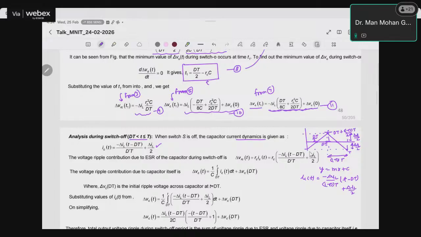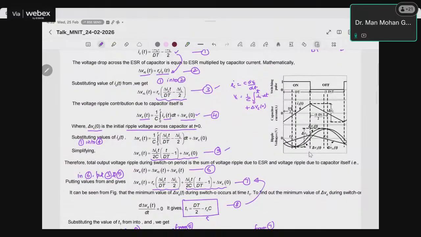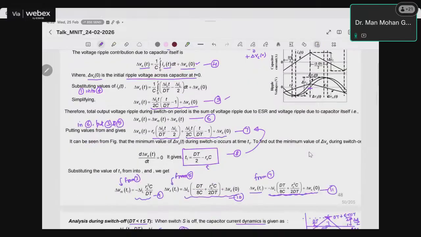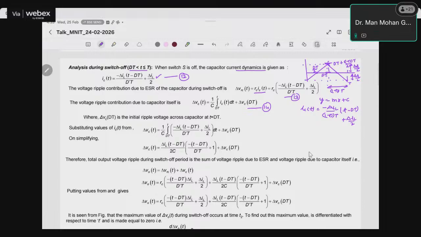Now this ICT is for t equal to DT to T, right? Now if I multiply this IC, let's say this is equation number 12, with RC, then it gives me the output voltage ripple due to RC, and due to the capacitor itself, del V naught is equal to 1 upon C integration DT to small t ICT dt plus del Vc DT. So this is the initial voltage at time t equal to DT, right? So if you see this Vc, there is some voltage, and we do not know what is the value of this. So that voltage is del Vc DT. So these two expressions have come to us.